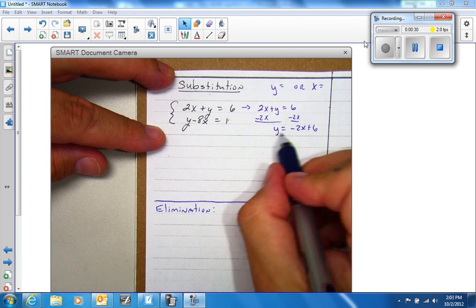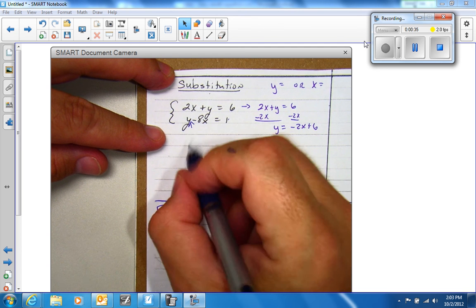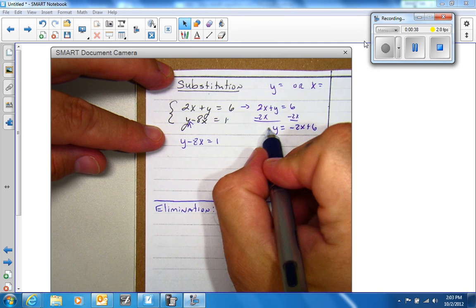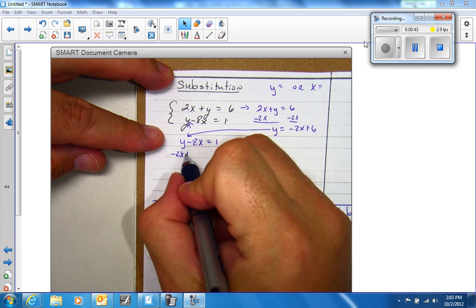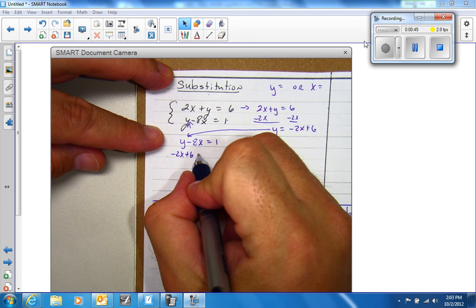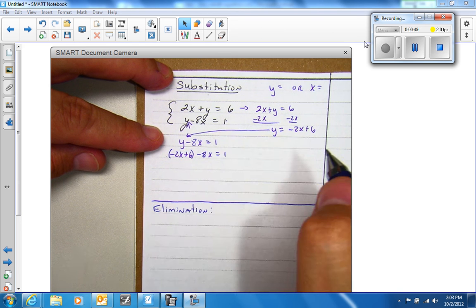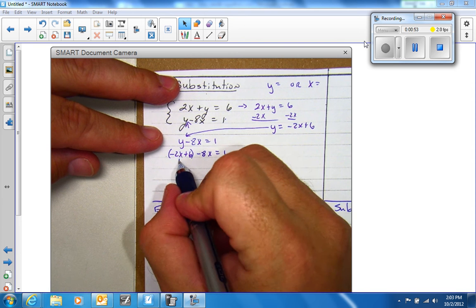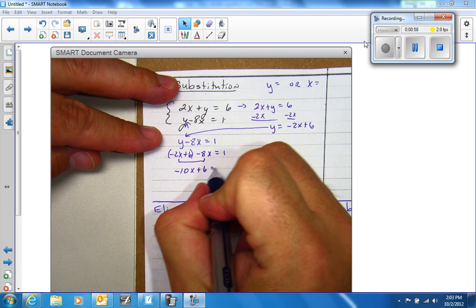Once you solve for a variable, you're going to plug it in right here. So instead of y minus 8x equals 1, I'm now going to substitute this in right here. And I'm going to have negative 2x plus 6 minus 8x equals 1. Remember, when you plug it in, always put a parenthesis around it just in case there's a negative out front. So now I'm going to combine like terms. I get negative 10x plus 6 equals 1.